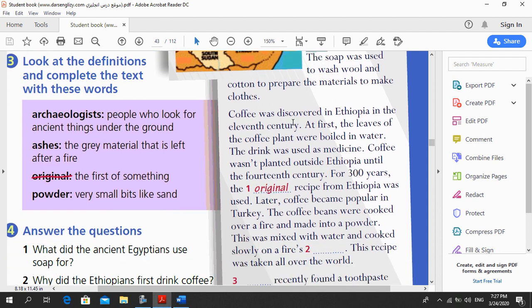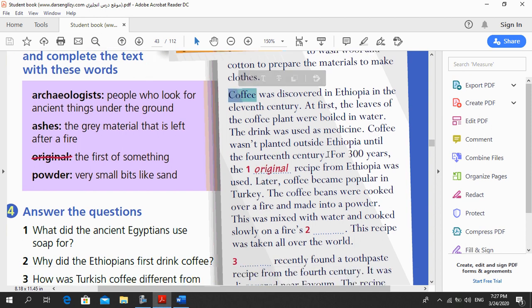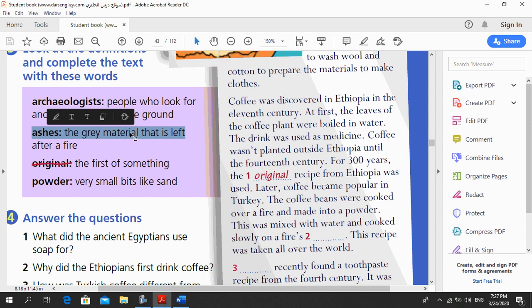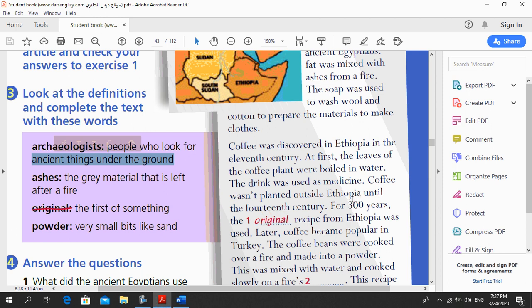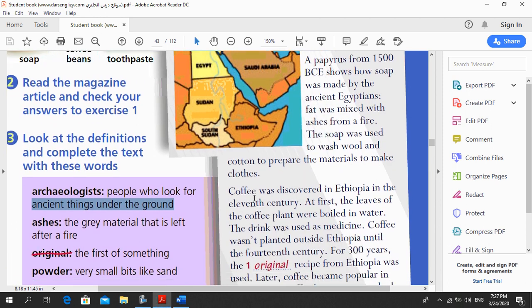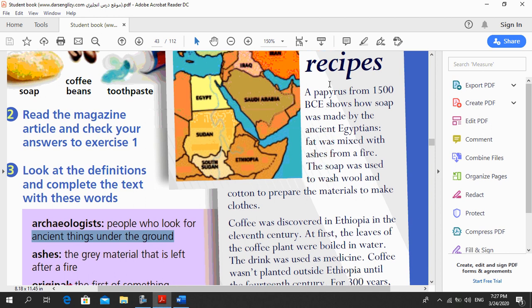And then the reading text talks about coffee that was discovered in Ethiopia and so on. What is the meaning of ashes? It's when you burn something, there's a gray material that is left, which is ashes. Archaeologists like Zahi Hawass, he's a scientist that is interested in ancient sites. So who discovered this papyrus was an archaeologist.